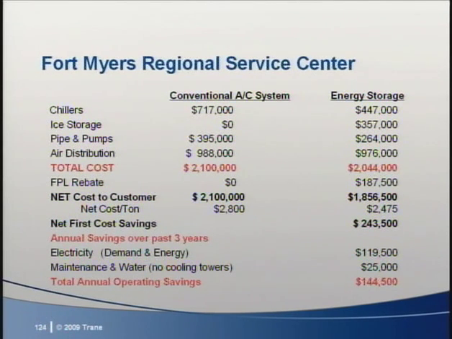Air distribution costs were essentially the same, and savings came from right-sizing the ice energy storage system with smaller chillers and electrical equipment, and using an aggressive low-flow delta T chilled water distribution system.